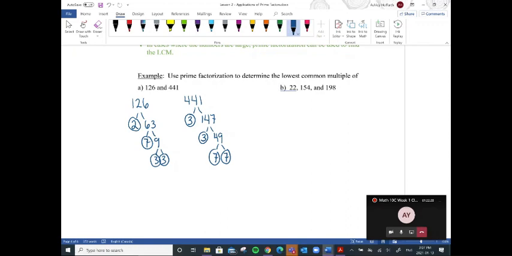Okay, so prime factorization is the exact same. Let's make our lists. So 126 is 2 times 3 times 3 times 7. And 441 is 3 times 3 times 7 times 7.